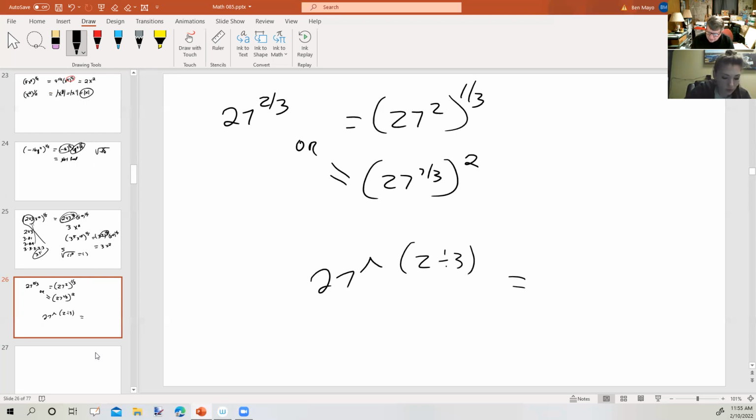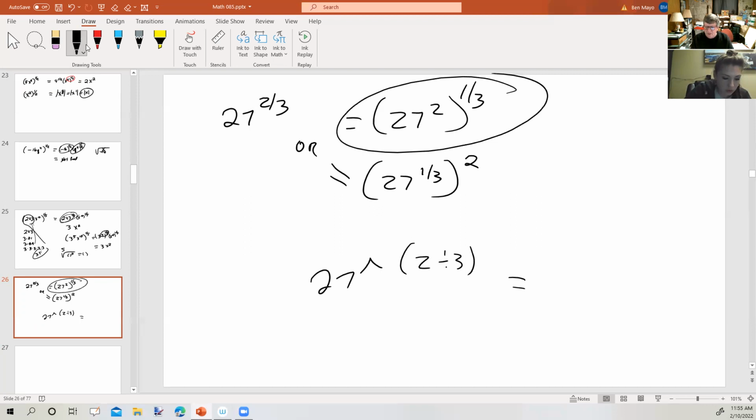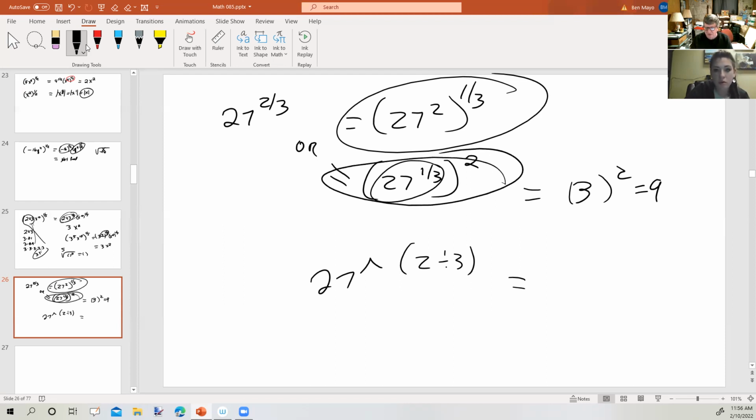But if I'm going to do it by hand, as I mentioned earlier, it's typically easier to do the root first. Because if I do 27 squared, I can't do that in my head. I'm going to have to figure that out on a calculator or multiply it out. And then I got this huge number to take the cube root of. But I can take the cube root of 27, that's 3, and then 3 squared is 9. So by doing it this way, I can just do it in my head, so to speak. Any questions there? And again, if you're using your calculator, don't forget to quantify your fraction exponent.